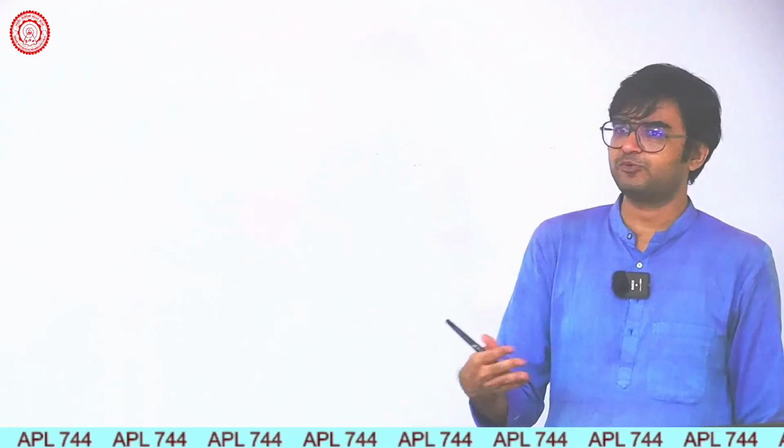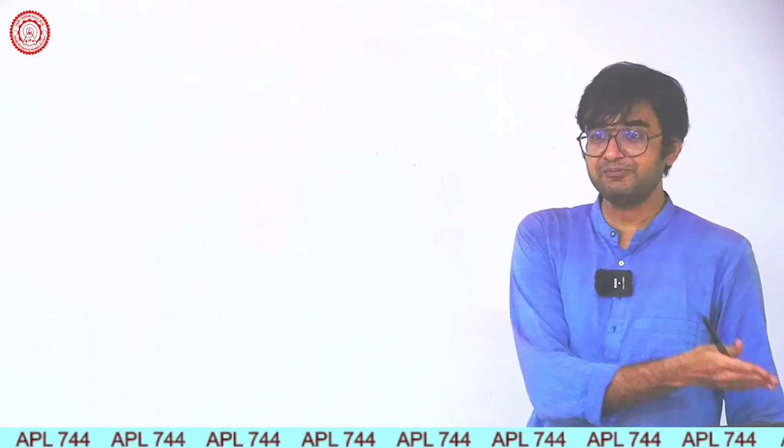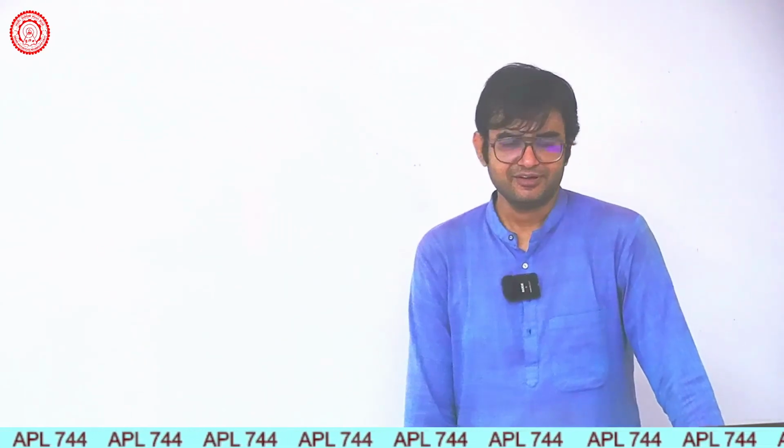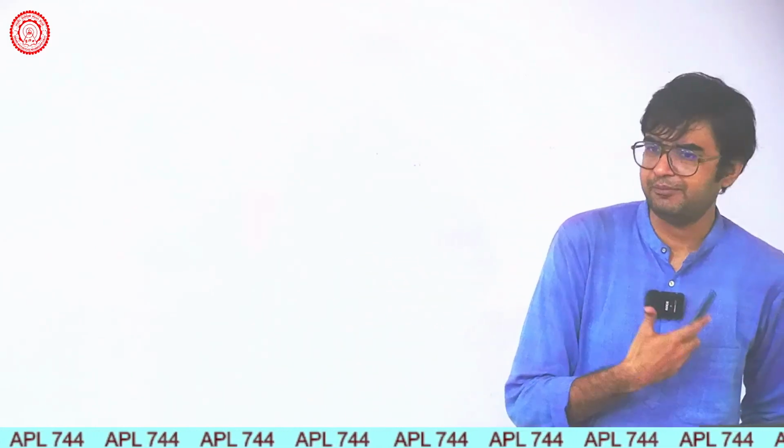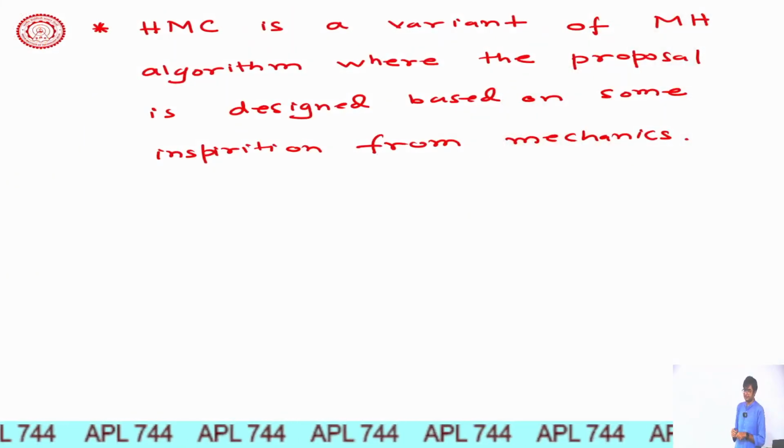So to start with, you should always remember that Hamiltonian Monte Carlo is a type of Metropolis-Hastings algorithm. So is Gibbs sampling. Gibbs sampling is also a type of Metropolis-Hastings algorithm. You just have a proposal which is based on the conditional there, and everything is accepted. Now to understand this, we have to again start from fundamentals.